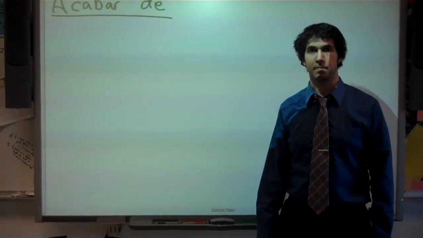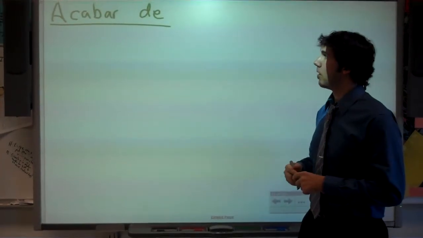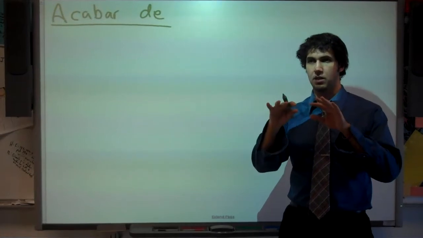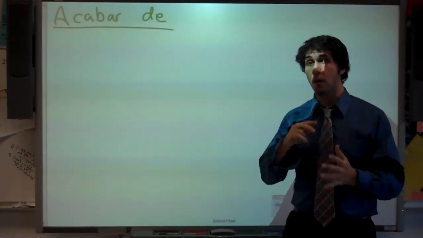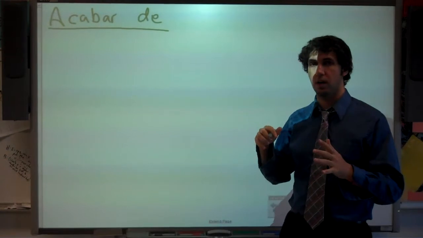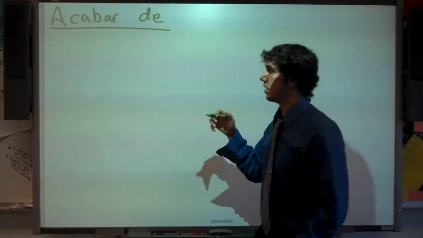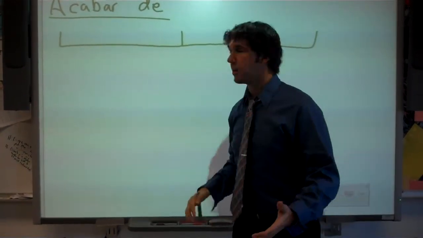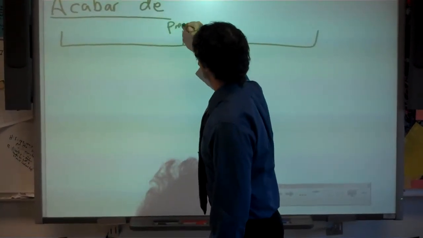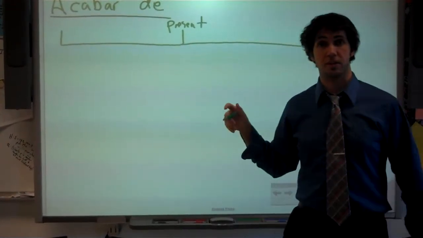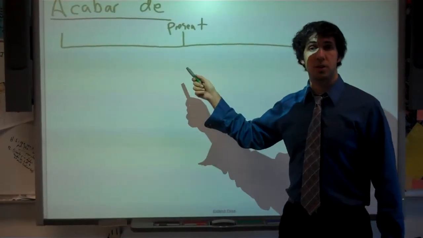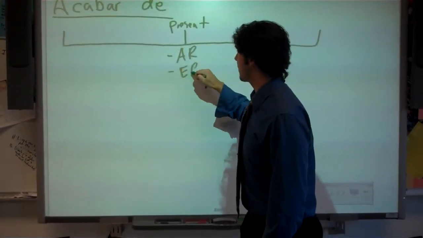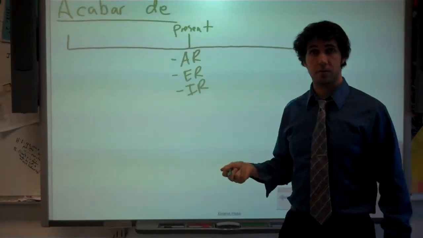Okay, so acabar de is kind of interesting because it helps us understand when something is happening. Now we've already had a little bit of experience working with present tense and recent future. So if we were to do our timeline, we've got three different points. The present, which is here, and please write this down, guys, okay? When we talk in the present tense, we're talking primarily just straight up conjugating AR, ER, and IR verbs.